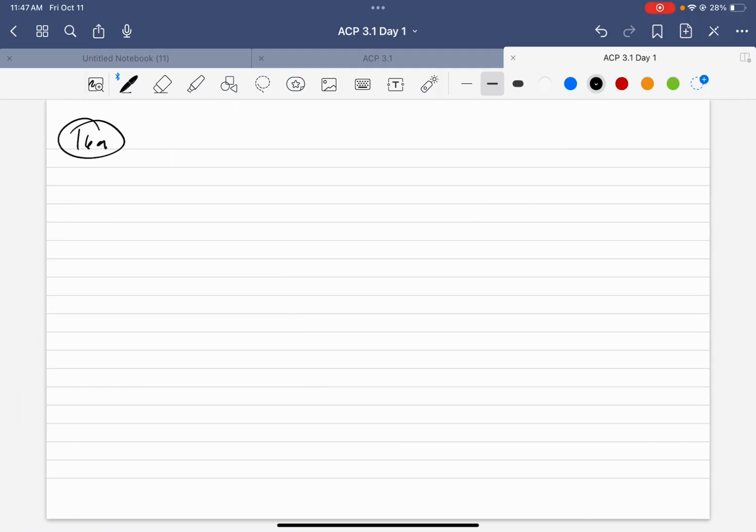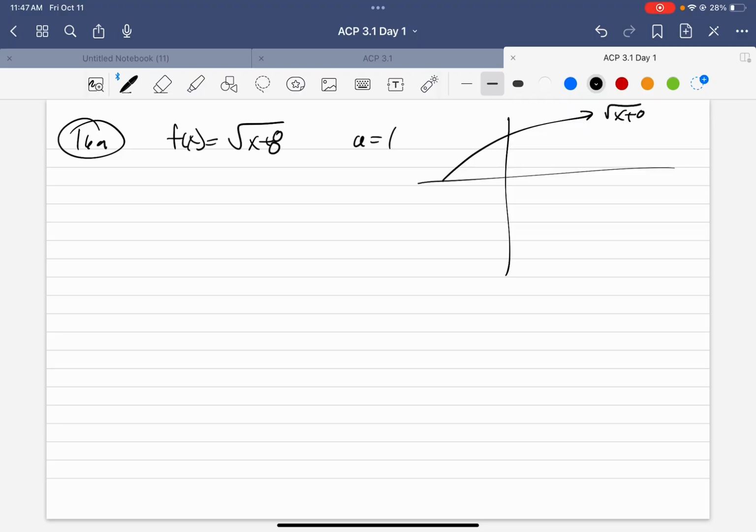So for 16a, in this case, the function is the square root of x plus 8, and we're at a equal to 1. So it's this equation. So there's the square root of x plus 8. I'm trying to find at 1, what is the slope of this tangent line, the line that hits it at exactly 1 point. Let's go find that slope.